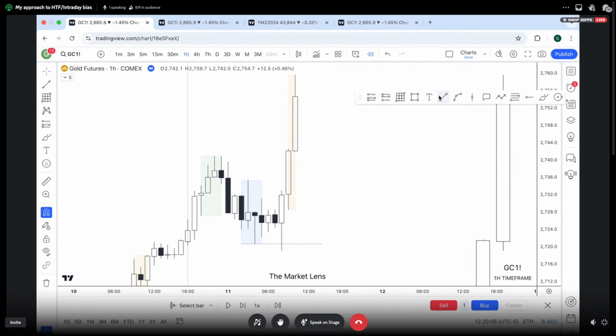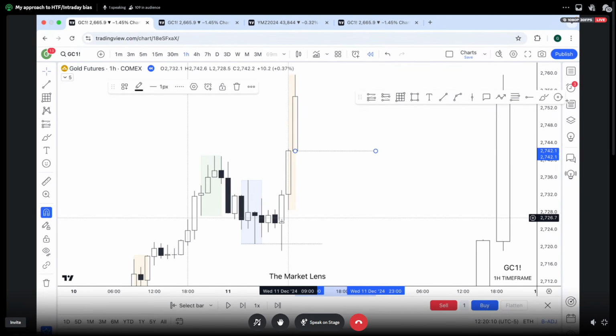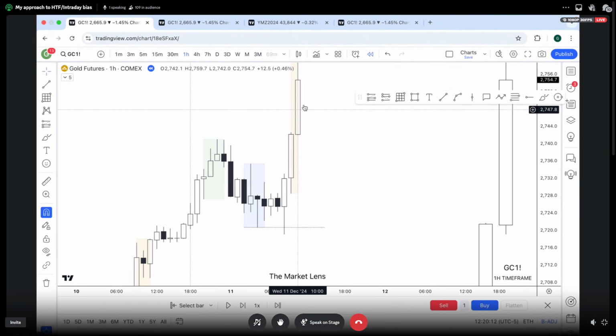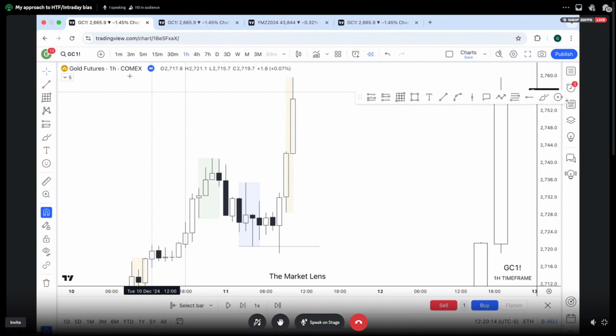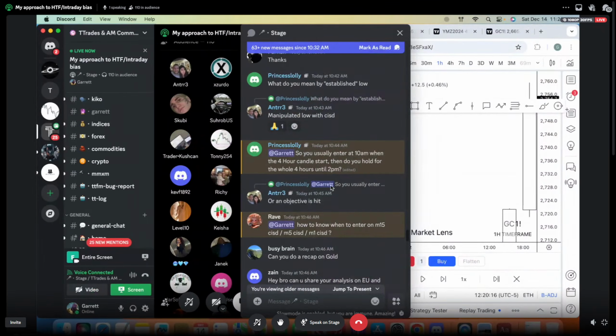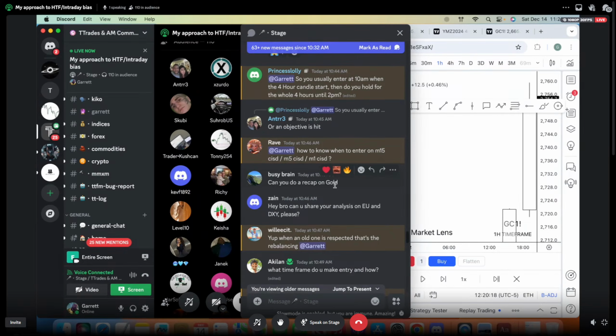I don't have to wait for 10 a.m. Look what happens if I wait for 10 a.m. I already missed the best entry. You know what I'm saying? I don't want a long way up here. I want a long down here. So it's like an if-then thing. It's all the same thing, though.